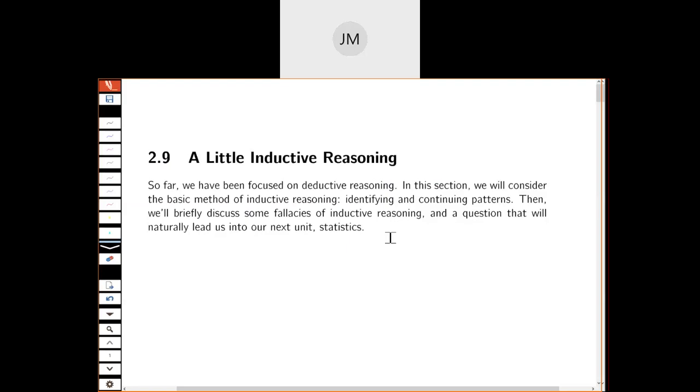This is also going to be the type of reasoning that we're going to look at in our next unit in statistics, okay, when we want to draw conclusions, and it's very related, where we say, okay, here's some data, and from that I want to be able to draw a conclusion or say something, okay, and that's inductive reasoning.